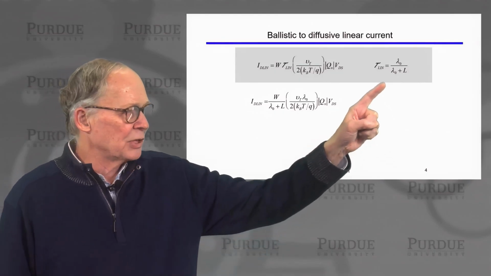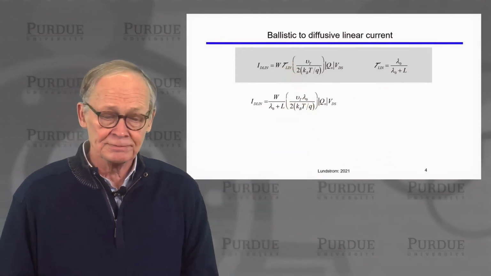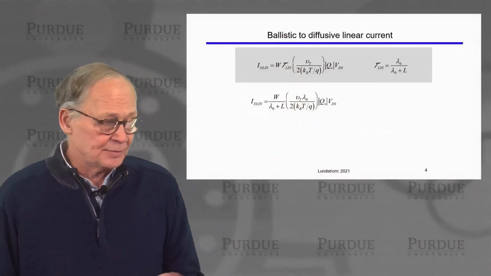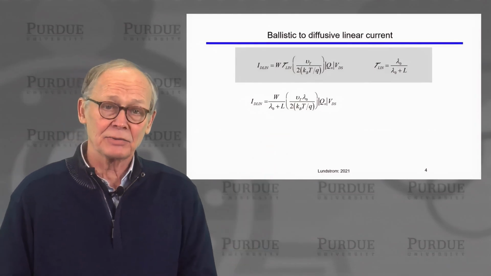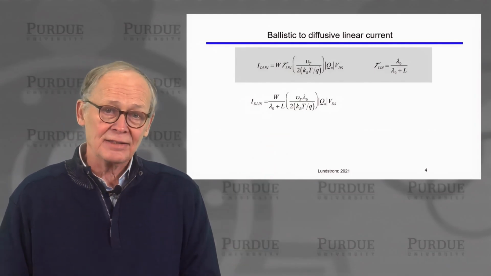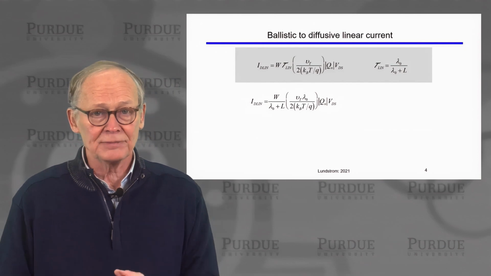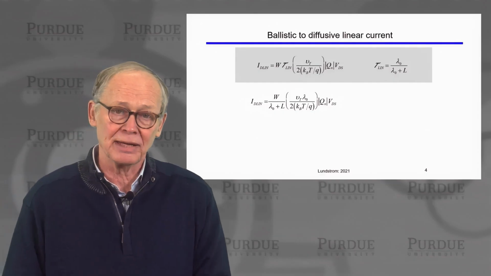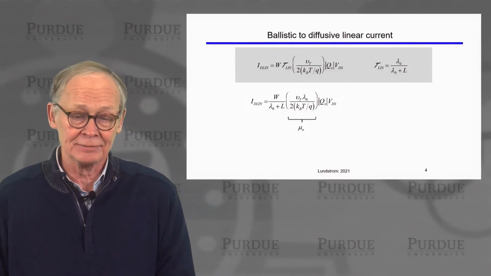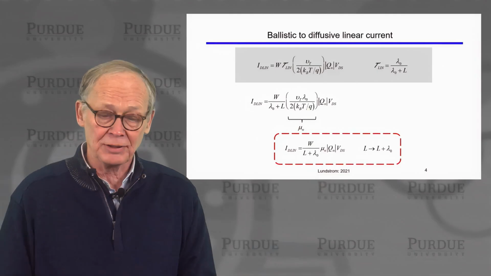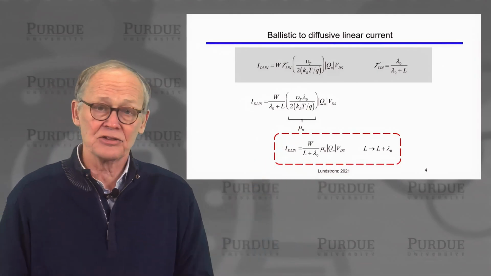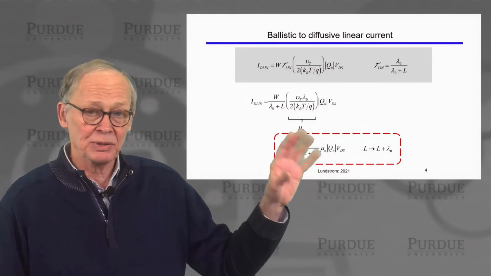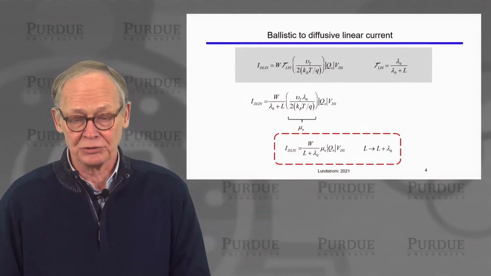Now, let me plug our expression for the transmission into our expression for the current. And then this is what we get. Now, if you look at the quantity in the brackets, that may look familiar to you. We've seen that before. That, in fact, is simply the mobility in a large bulk semiconductor due to scattering. Lambda naught is the mean free path for backscattering. Vt is the thermal velocity. So our final expression is very simple. Our linear region current is just W over channel length plus mean free path, times mobility, times charge in the channel, times drain to source voltage.